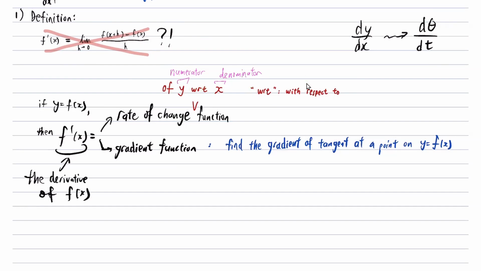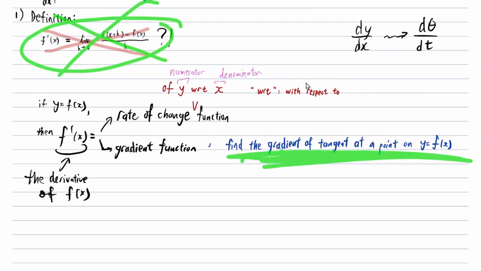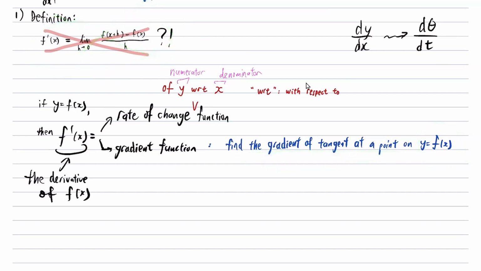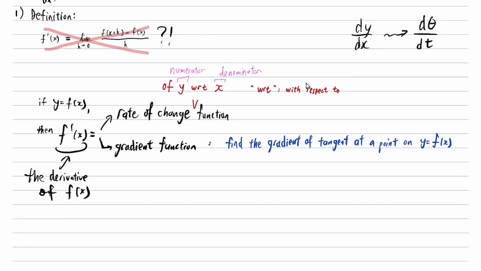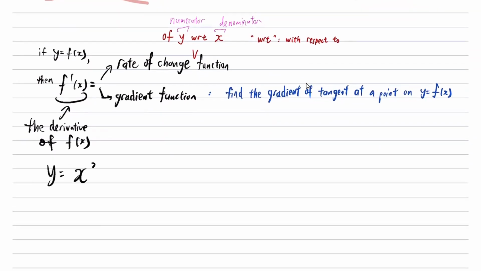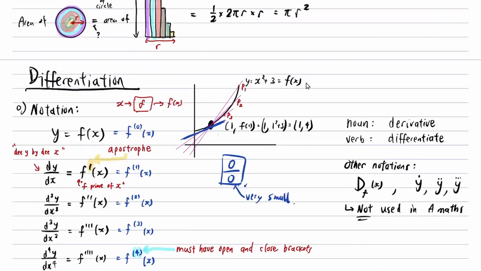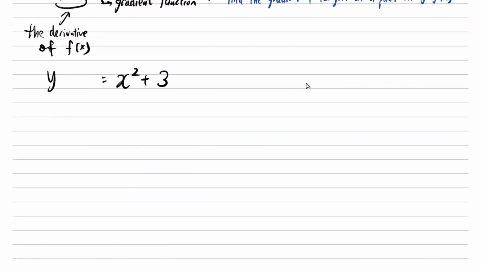And why do I also call this the gradient function? Because you must memorize this now. If you don't remember anything else, please remember this idea: the f prime of x is the gradient of a tangent line at a specific point on the function y equal f of x. The f of x, of course, can be any function. So let's go back to the example just now, x squared plus 3. Y equals f of x equals x squared plus 3. Then the derivative is dy by dx, which is also f prime of x.